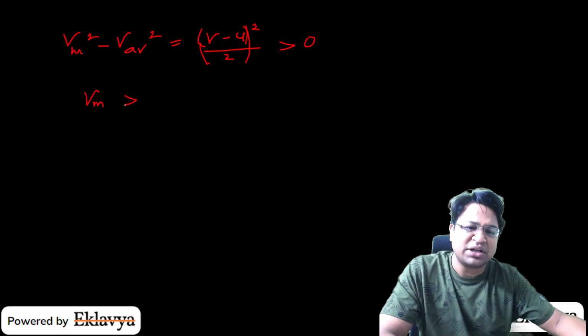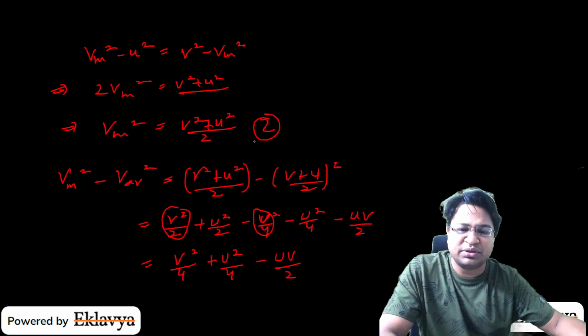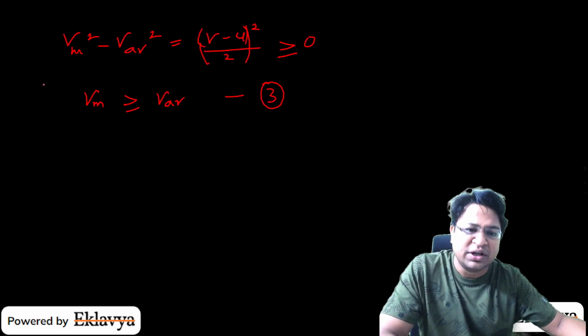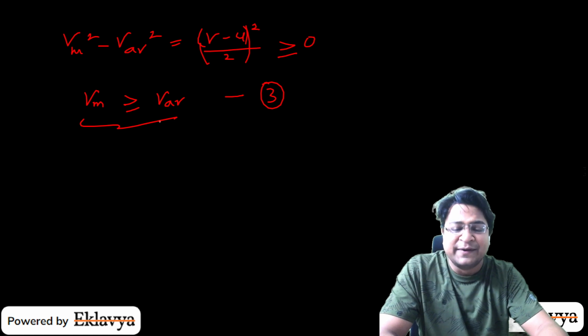So Vm can be equal to V average if V and U are equal, that means if the acceleration was 0. So Vm can be greater than or equal to V average. This is something that we have discovered. Let this be equation number 3. This was our equation number 2. So we have found a lower limit of Vm. Vm cannot be less than V average. That is one thing.